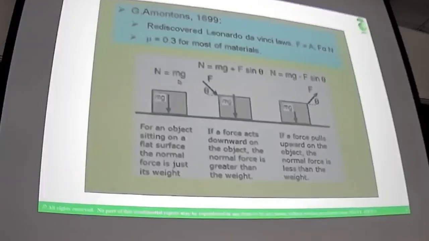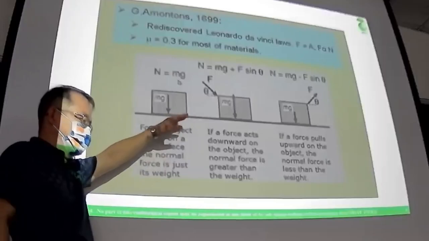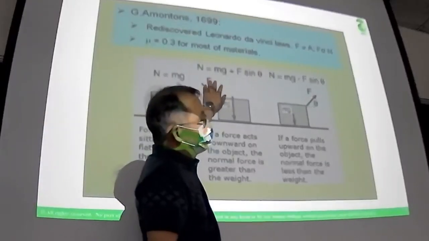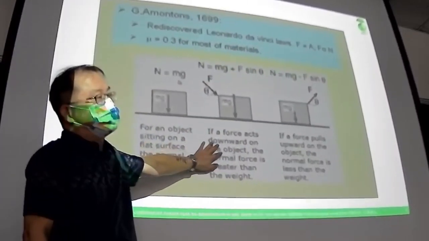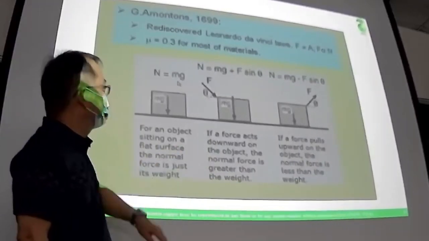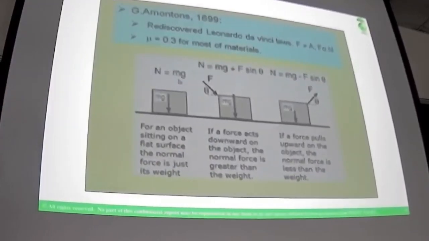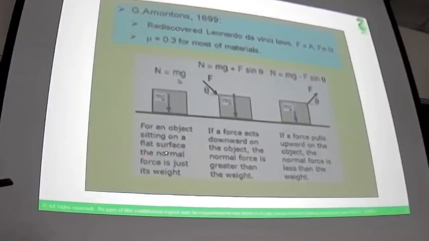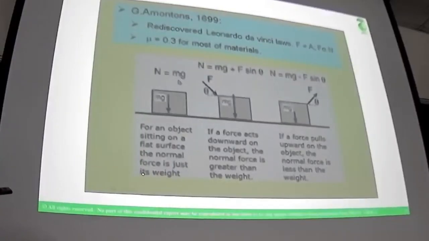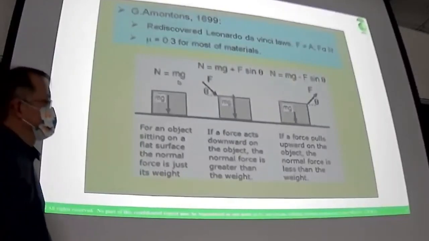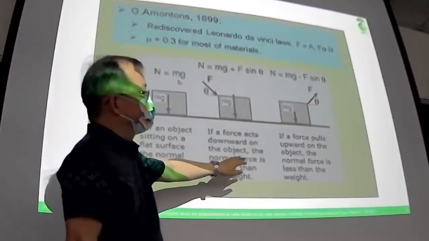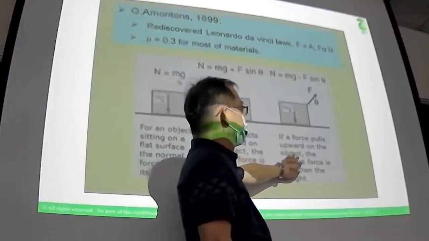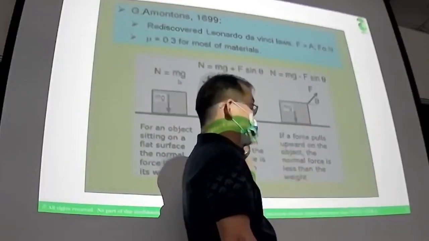Of course, this is what we understand for the formula at this moment. So this is what you find in the literature from the document. For an object sitting on a flat surface, the normal force is just its weight. If a force acts downward on the object, the normal force is greater than the weight. If a force pulls upward on the object, the normal force is less than the weight.